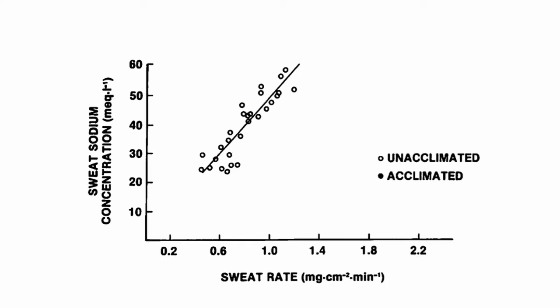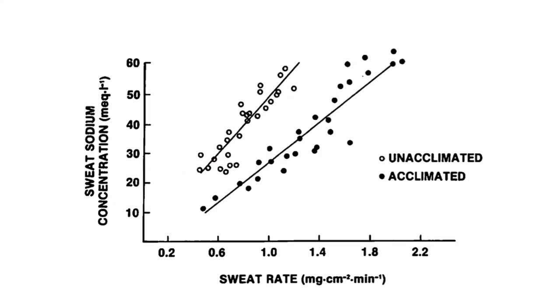Another thing which is very interesting is the relationship between sweat rate and sweat sodium concentration. We have said that sweat sodium is relatively lower than the sodium concentration in the interstitial fluids and in the plasma, which is around 140 milliequivalents per liter. Here you see the higher the sweat rate, the higher the sodium concentration. The interesting thing here is that as a response to acclimation, for any given sweat rate, we have significantly lower sweat sodium concentration.